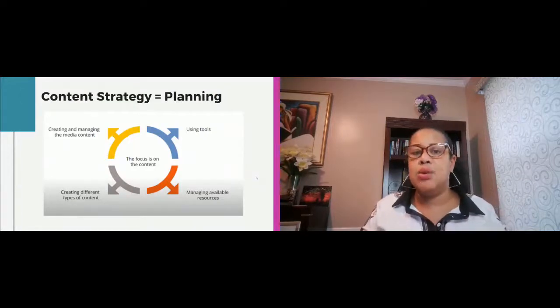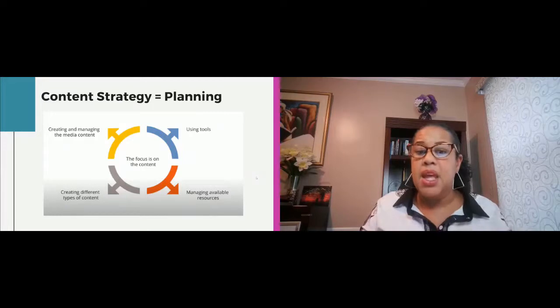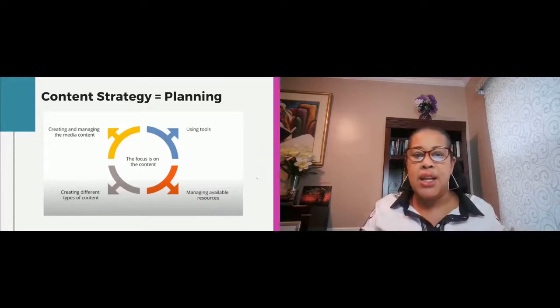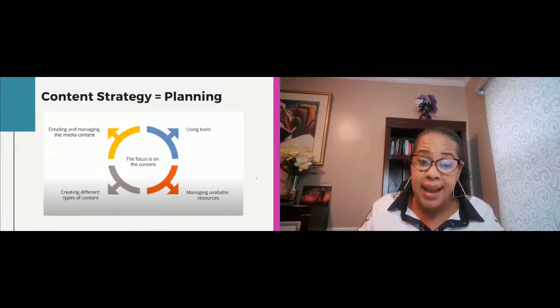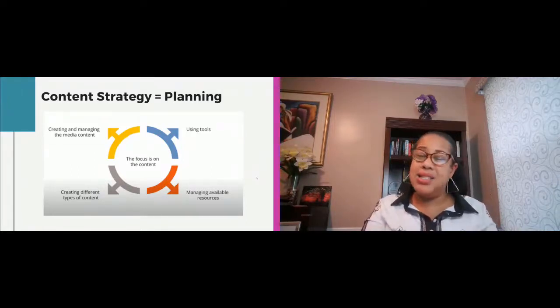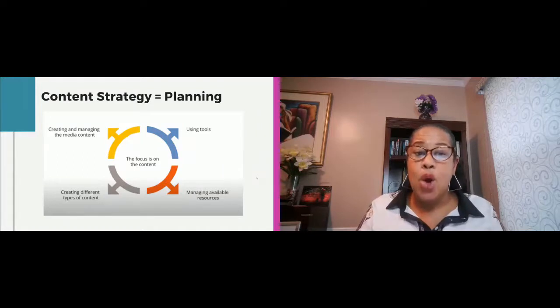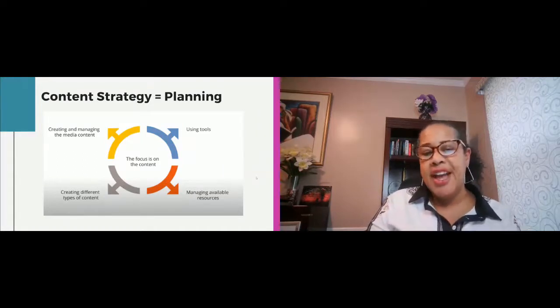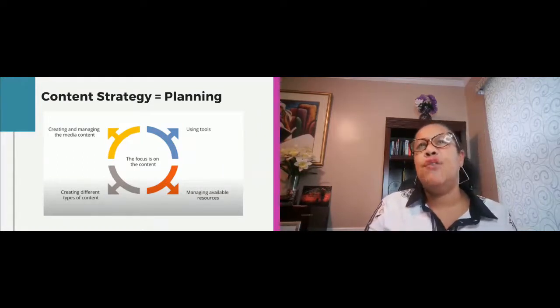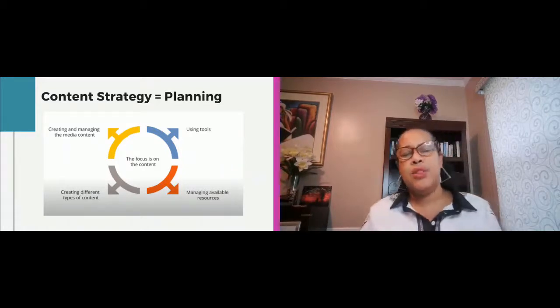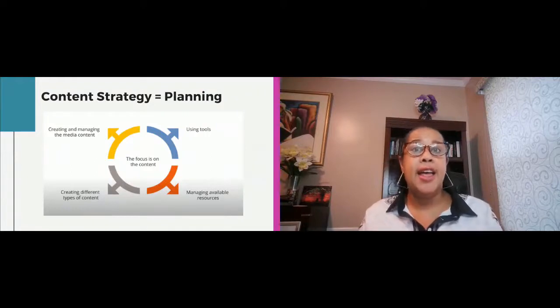But when it comes down to the planning part of it, what you want to focus on is what tools you're going to use to push out your content, what resources you have available to you right now, what different types of content you're going to create, and creating it and managing it. And for a lot of us, to be quite honest with you, you probably already have a lot of content that you're not even really utilizing.